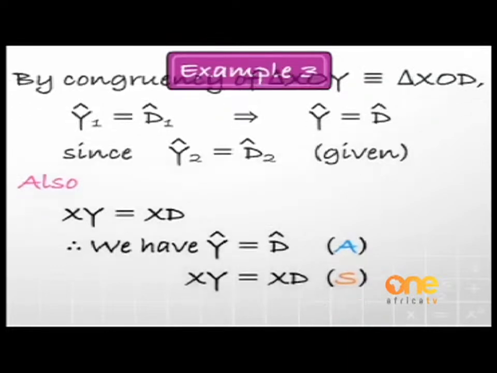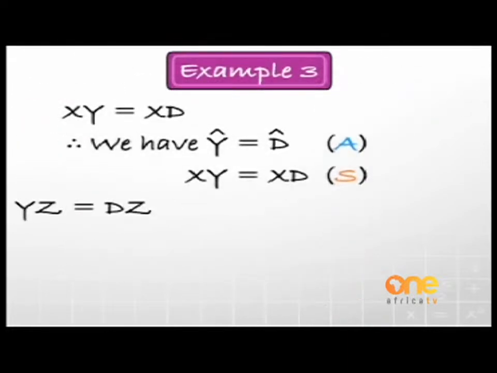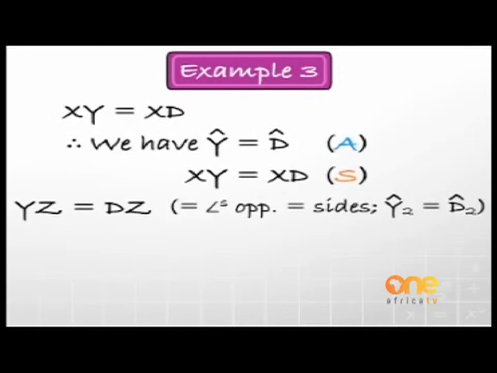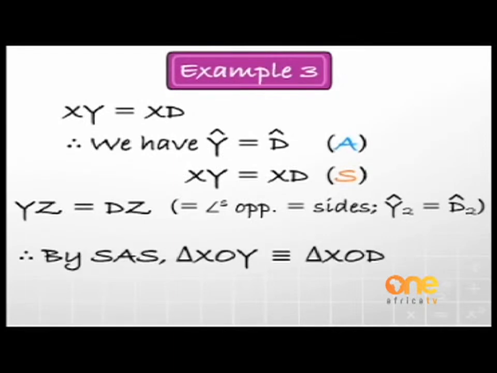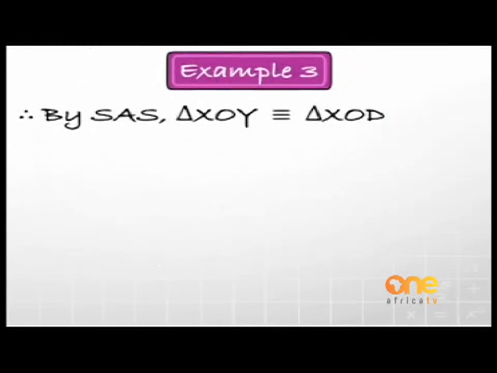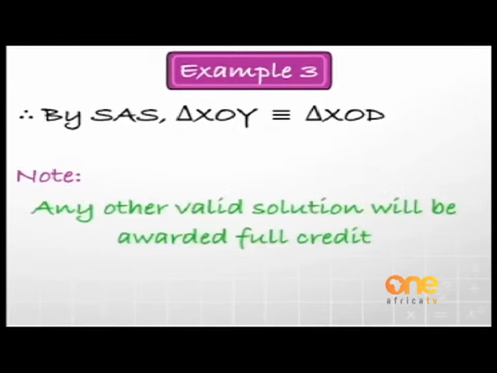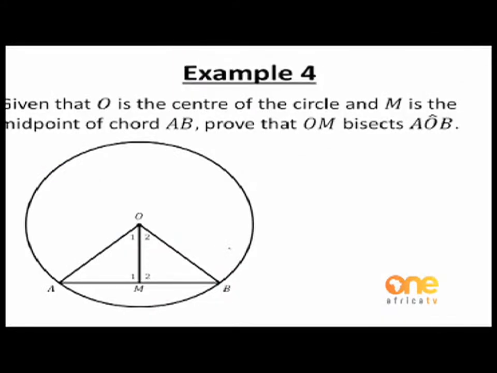We also know that the length of the side YZ is equal to the length of the side DZ because we have equal angles opposite equal sides, because angle Y2 is equal to angle D2. So we have another side. Therefore, by side angle side, triangle XYZ is congruent to triangle XDZ. Please be aware of the fact that if you came up with another solution that was mathematically valid, you would be awarded all credit. It is very important to always put all the given information of a geometry question on the diagram.